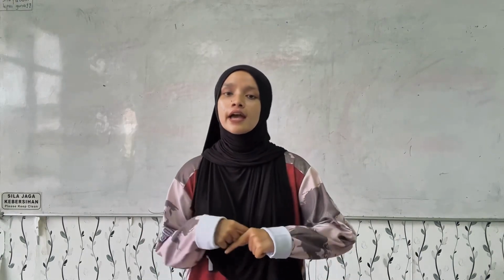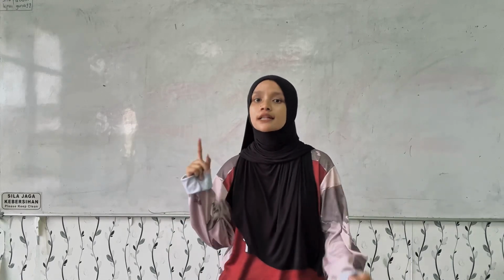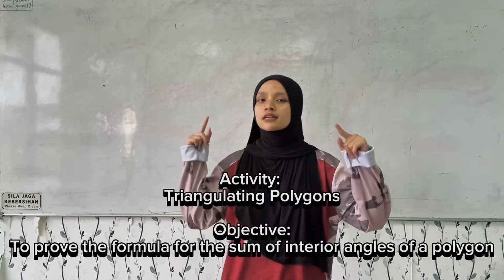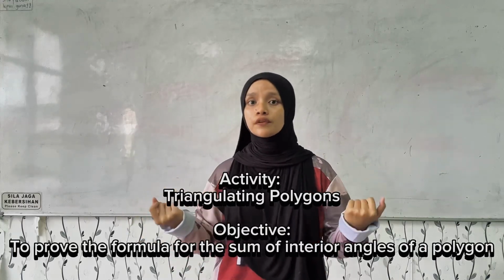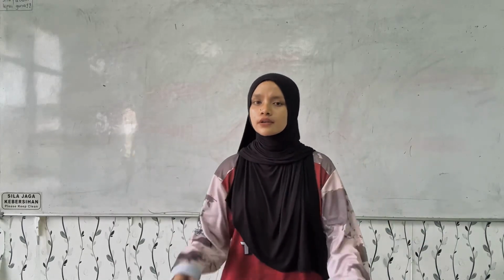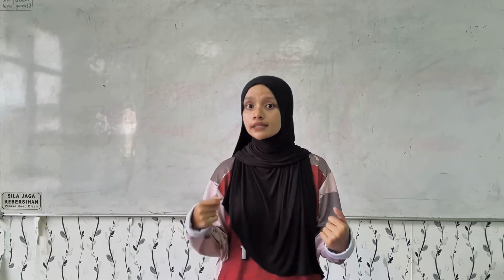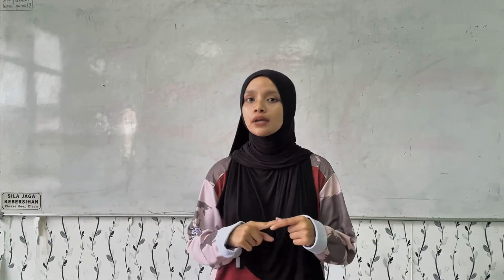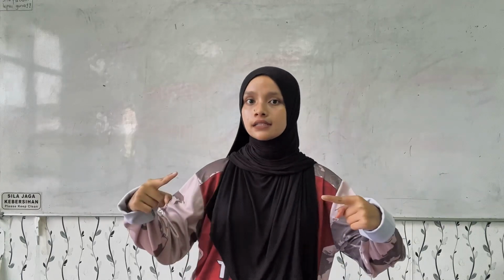So class, here's a simple and engaging hands-on activity to help you discover and prove the formula for the sum of interior angles of a polygon. We are going to play an activity called triangulating polygons. The objective of this activity is to prove the formula for the sum of interior angles of a polygon. Do you remember how to calculate the interior angles? The formula is n minus 2 multiplied by 180, and we get the sum of the interior angles.